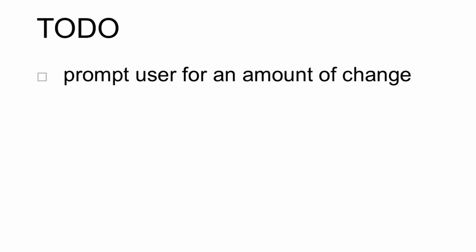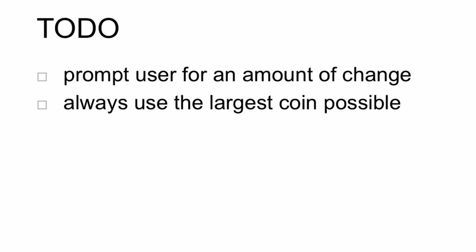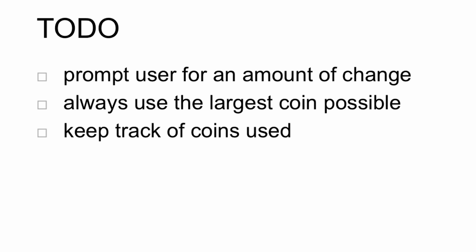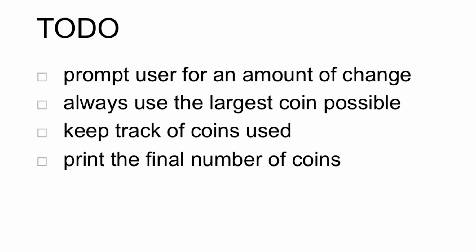First, we're going to prompt our user for an amount of change. And as with any user input, we want to make sure that we validate that input and ensure that we can use that input for the rest of our program. Then, we're going to always use the largest coin possible and keep track of the coins used. And finally, print the final number of coins that we used.